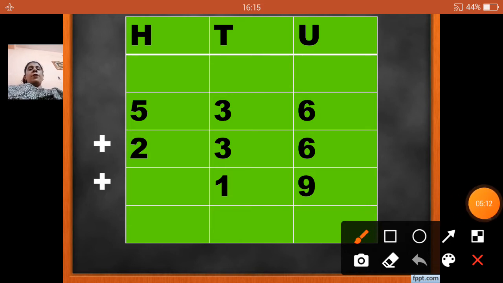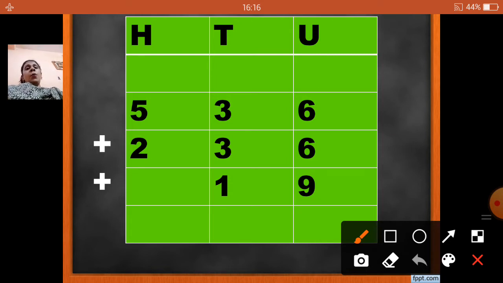Just a second, children. Okay. Now 6 plus 6 is, children, how much? Count on your finger and tell me. After 6, if I add more 6 to that, what answer am I going to get? 7, 8, 9, 10, 11 and 12. So 6 plus 6 will be 12.